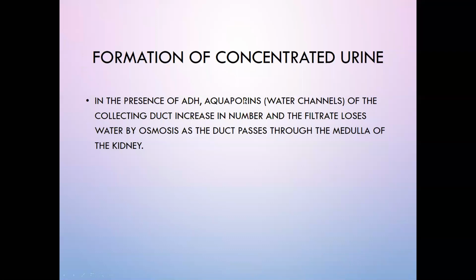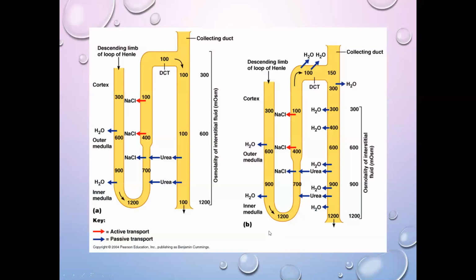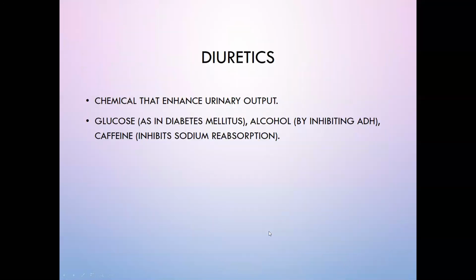All right, so in the presence of ADH, aquaporins or water channels of the collecting duct increase in number, and the filtrate loses water by osmosis as the duct passes through the medulla of the kidney. Okay, so we've got that. Now, diuretics. Like I said, we'll talk more about diuretics in lab because we've got 3 kinds: thick ascending limb diuretics, distal convoluted tubule diuretics, and collecting duct diuretics. So we'll just quickly look at all 3 of those.